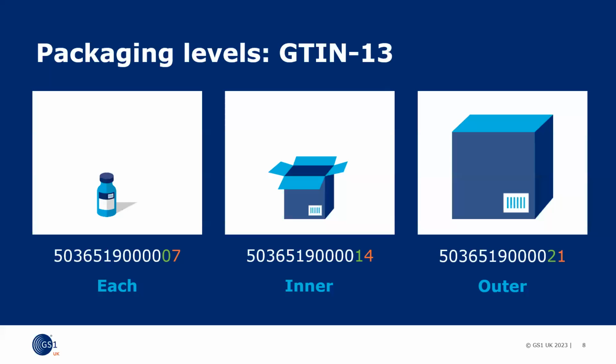Here we have a representation of the GTIN 13 being used at different packaging levels. In this example, a different GTIN is used for the same product at different packaging levels. This is perfectly acceptable and is common practice in the retail industry.